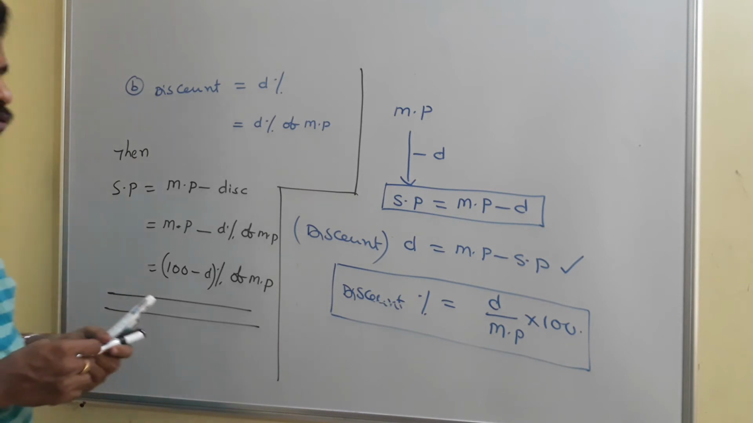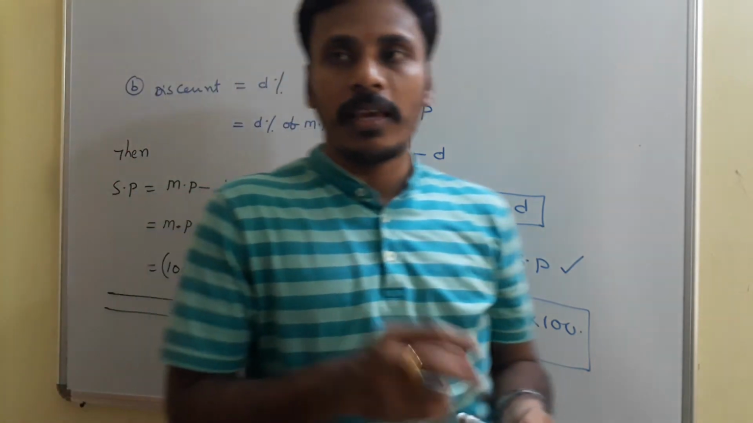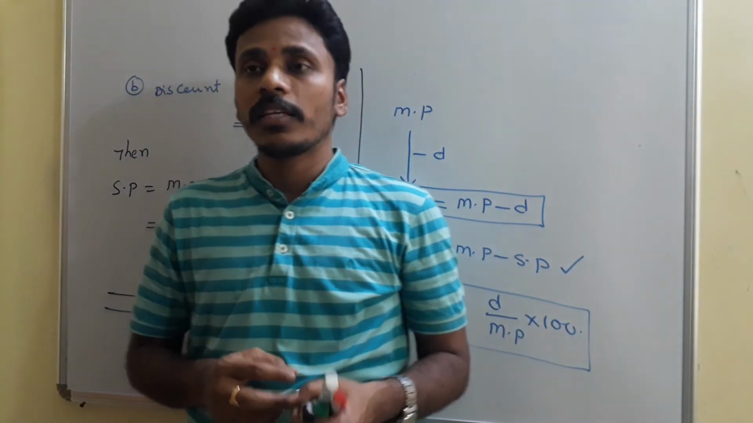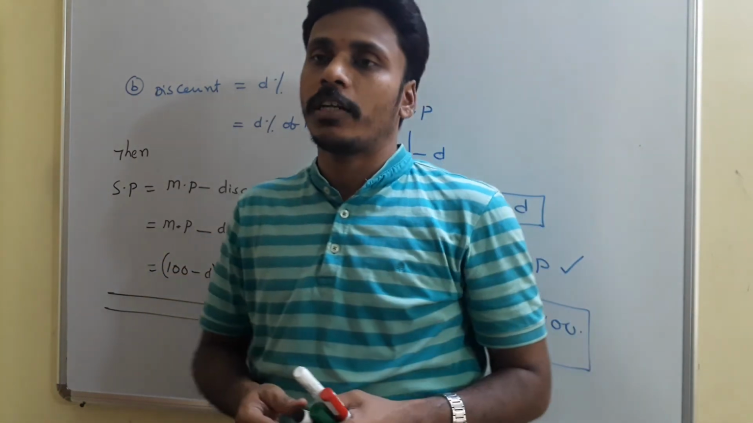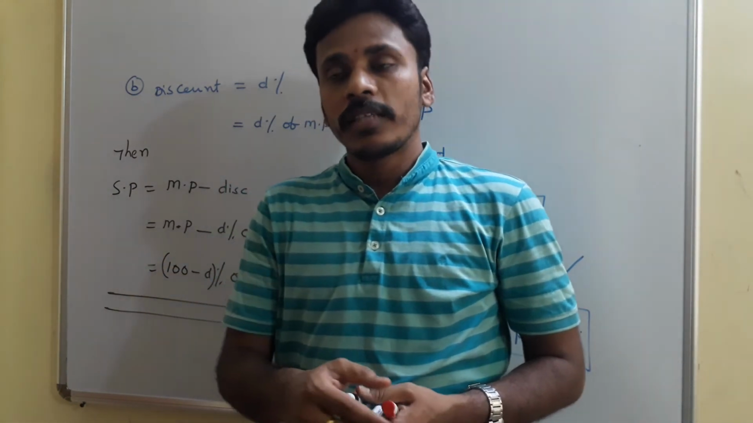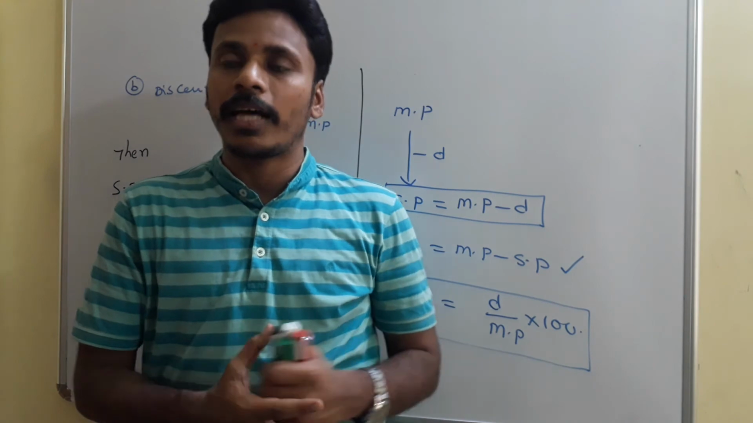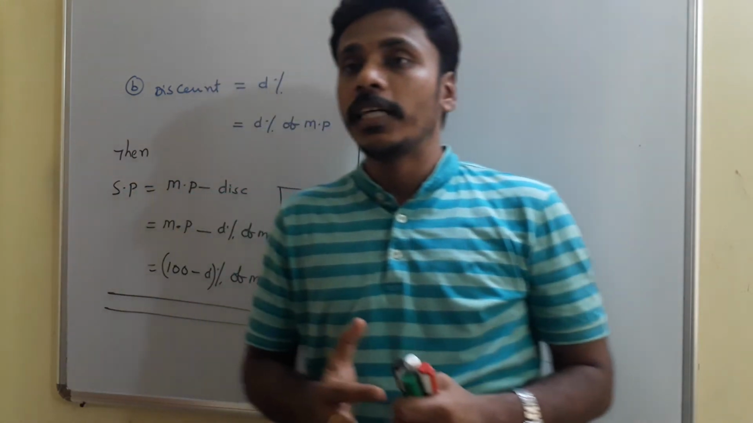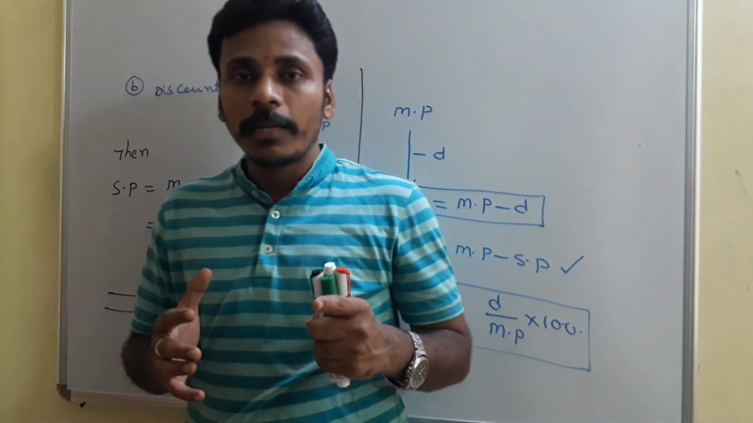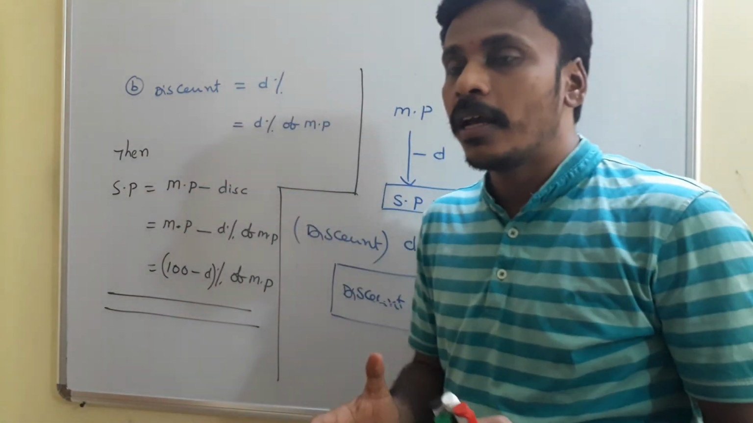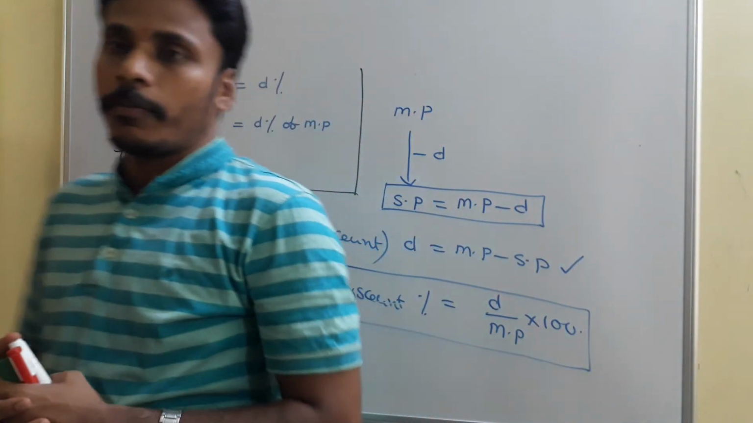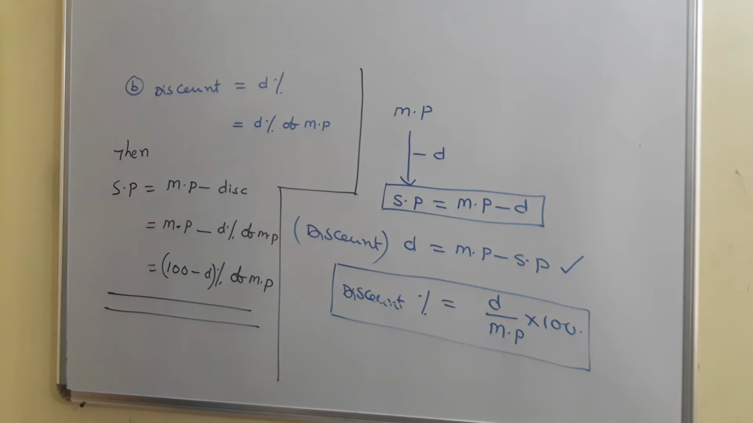Just have a look. As we discussed in the profit and loss case, selling price is equal to 100 plus profit percent of cost price, and selling price is equal to 100 minus loss percent of cost price. Here in the case of discount, selling price is equal to 100 minus discount percent of market price.